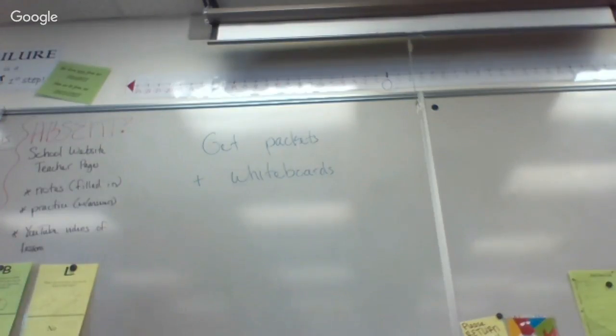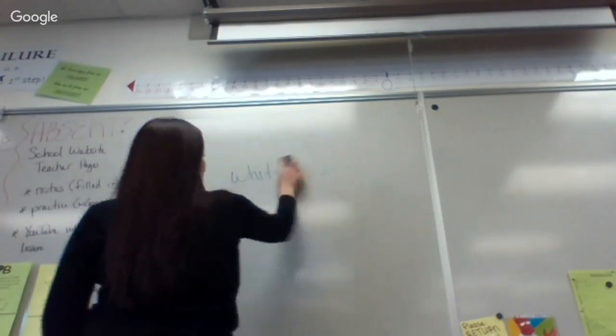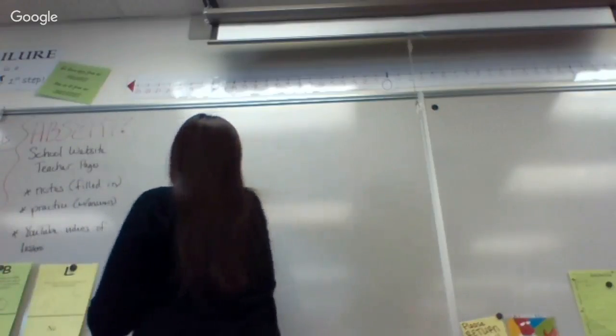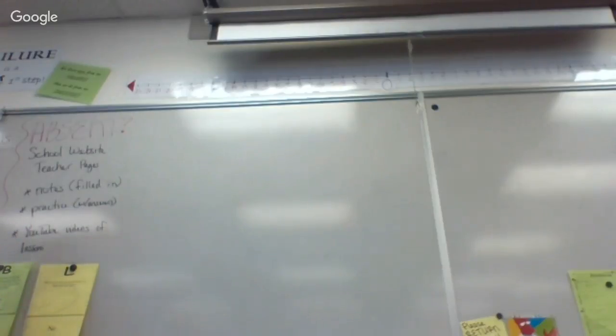Okay, now talk to your shoulder partner. What are the 2 characteristics of similar figures? Okay. What's it take to prove triangles similar? Talk to your shoulder partner. What's it take to prove triangles similar? Go.